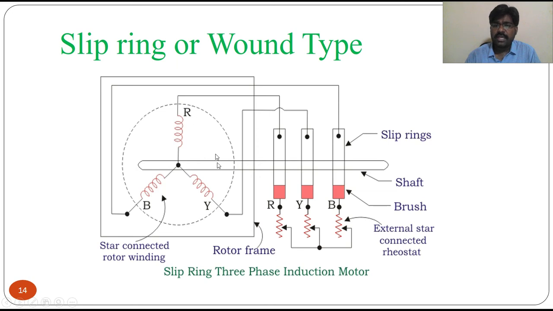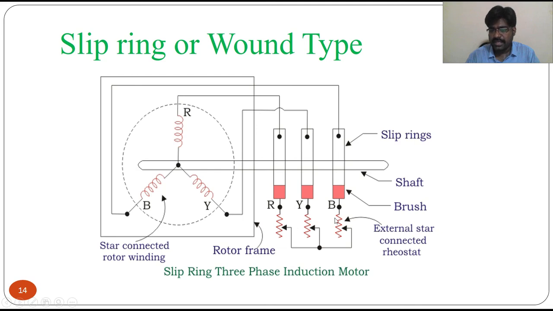This is how we keep the conductors, or the rotor windings, inside the rotor. R, Y, B: the R phase is connected to one of these three slip rings. That is why it is named a slip ring. This is the shaft. I already told you the rotor is mounted on the shaft, and the shaft is made of iron. Then these are the brushes. Brushes are used to collect the current. They are made of carbon.